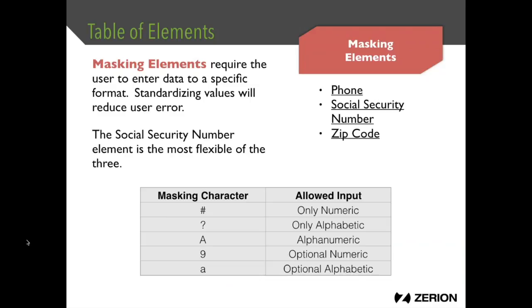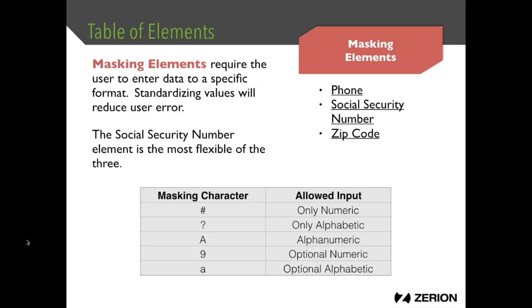Moving forward, the next type of element is going to be our masking elements. Now, masking elements are going to require the user to enter data to a specific format. And again, going back to some of the reasons we choose our elements, this is going to standardize values, which will reduce user error.